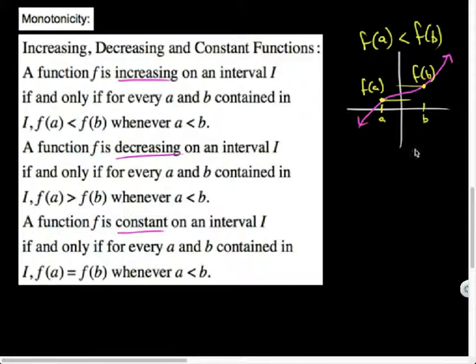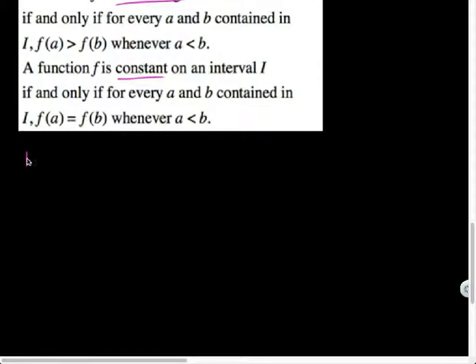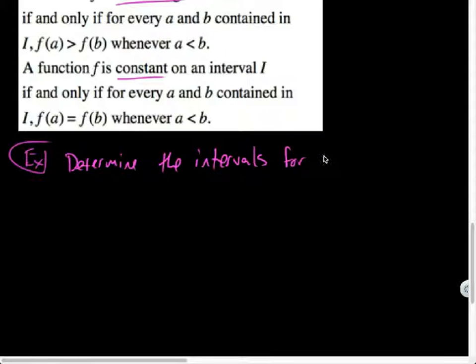So let's talk about a couple little examples of this. Example. Perhaps I could phrase it this way. Determine which intervals for which the function is, on which the function, how about, the function is increasing or decreasing.